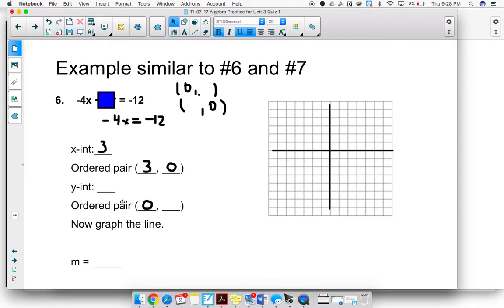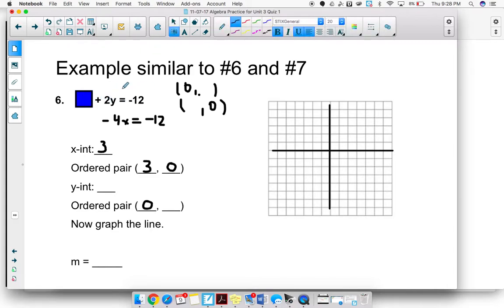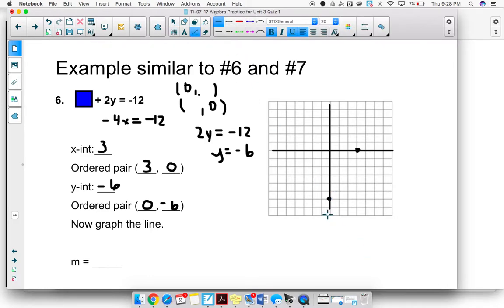Okay. If we're doing the y-intercept, I'm going to let x equal 0, so I'm going to cover that term up. Then you can see all that's left is positive 2y equals negative 12. So that means y has to equal negative 6. So my ordered pair would be 0, negative 6. So I'm just going to plot those points. So 3 would be right here, and negative 6, 2, 4, 6 would be right here. Then we're just going to use a straight edge to draw a line through those points. Okay.